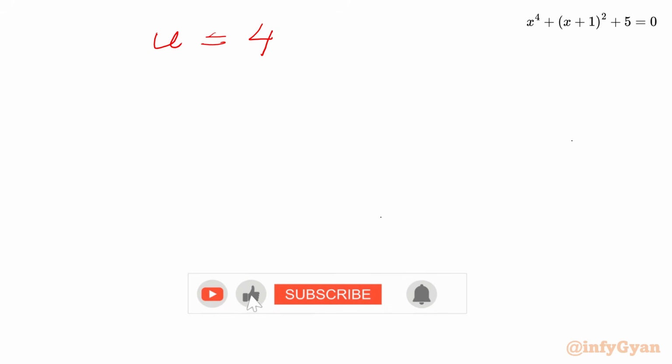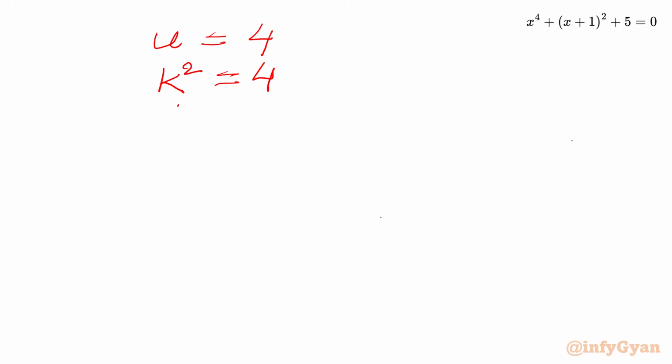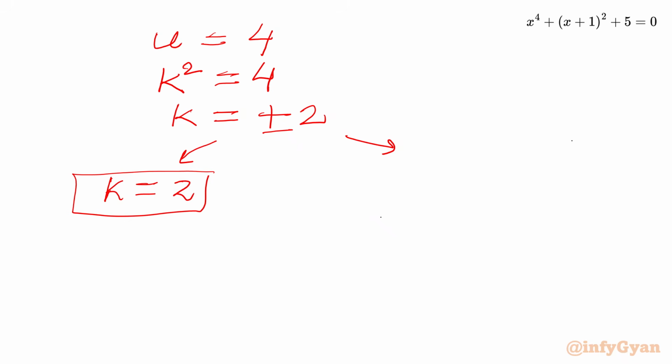From here we can write u equal to 4. Once u equal to 4 and u was k square, this is equal to 4. After taking the square root on both sides, we can easily write k would be plus minus 2. So let me write here two conditions. First one for k equal to 2, and second condition for k equal to minus 2.